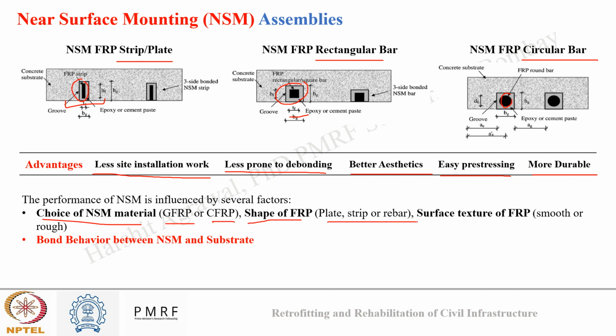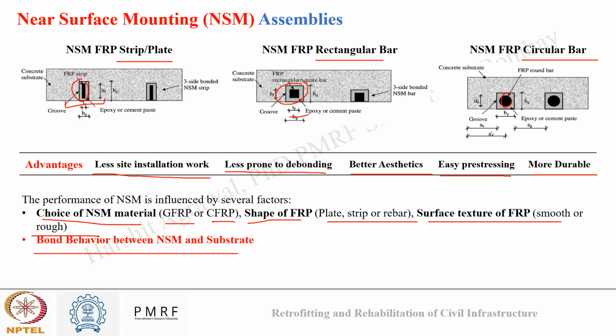The shape of FRP: plate, strip, or rebar. Each shape will offer its own advantage. The surface texture of FRP, whether it is smooth or rough, will decide the bond between the FRP and the substrate. And the most important among these is the bond behavior between NSM and the substrate, that is our concrete.